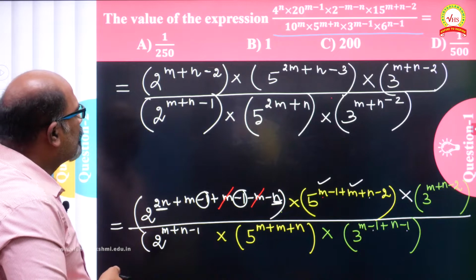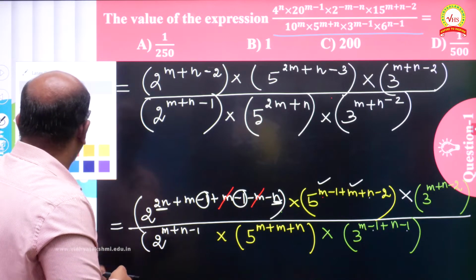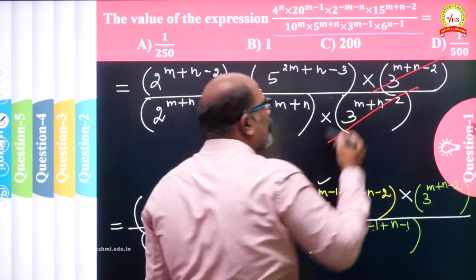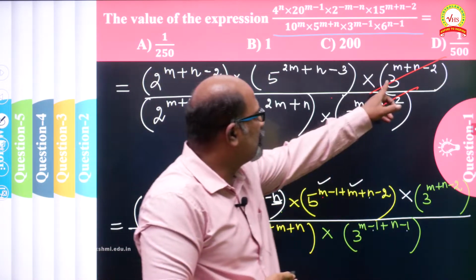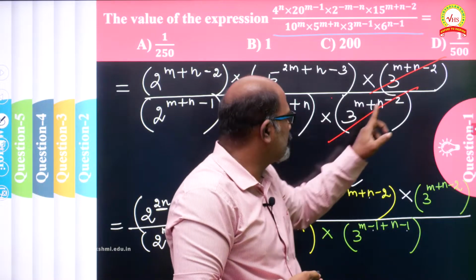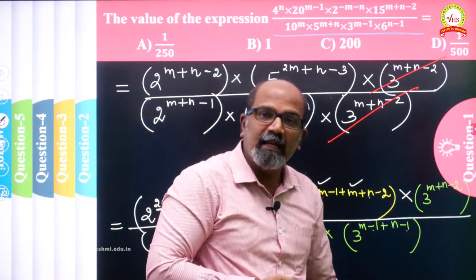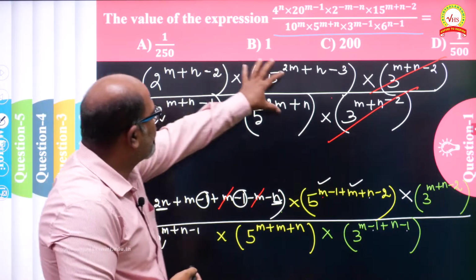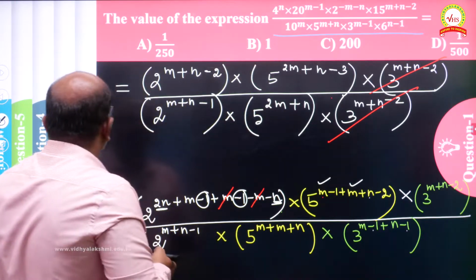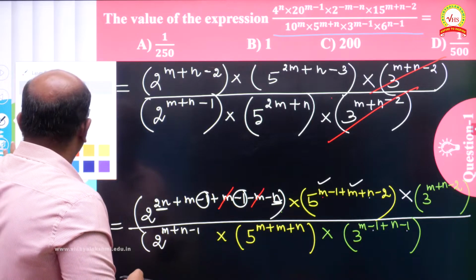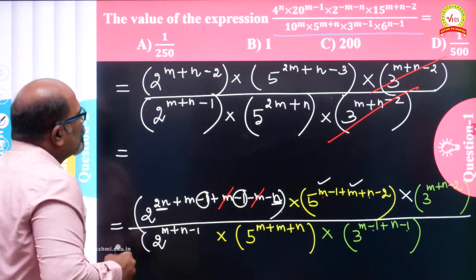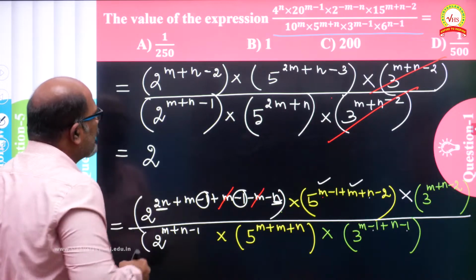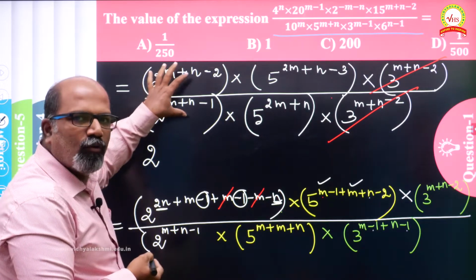Okay, now when I look at the numerator and denominator, I can see one thing. Because here also 3 power m plus n minus 2, and here also 3 power m plus n minus 2, which can be cancelled. Okay, then I need to simplify only these two parts. So how am I going to simplify? Just look at the board carefully. These two have the same bases, so I need to keep the base common, and I need to apply the quotient rule of exponent here.